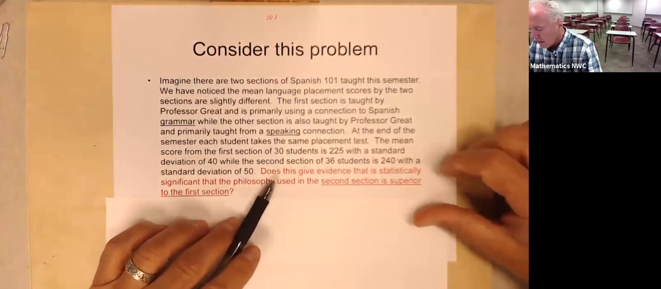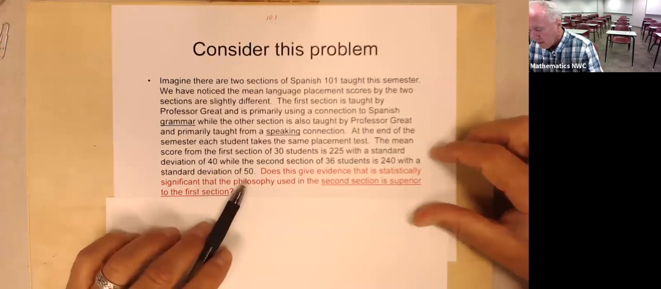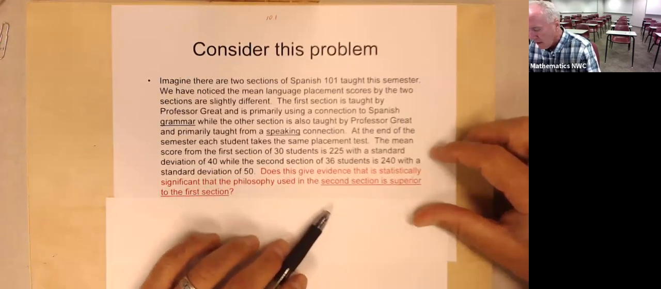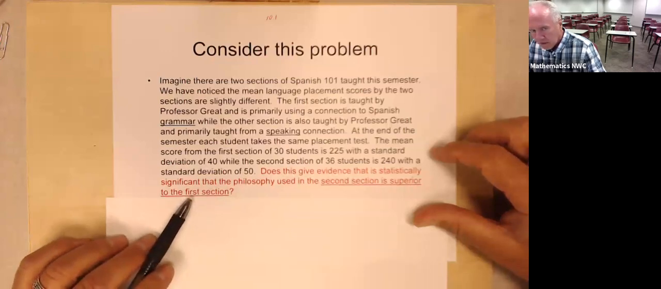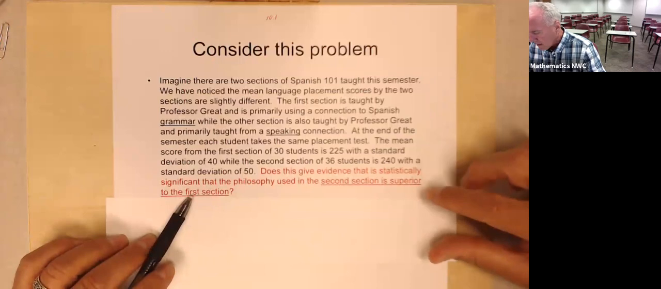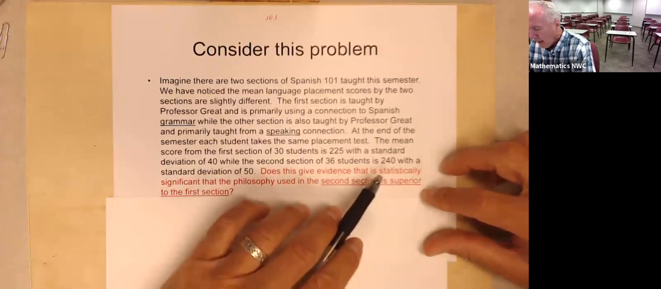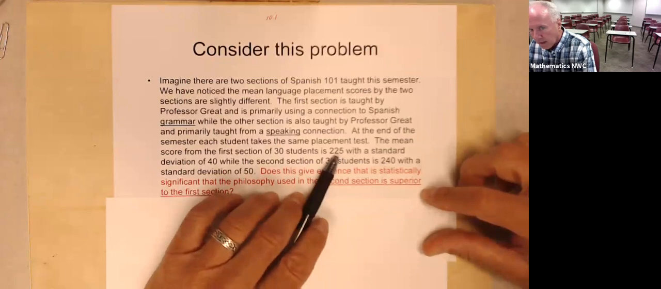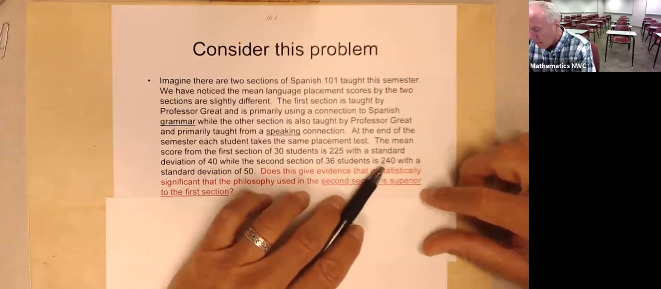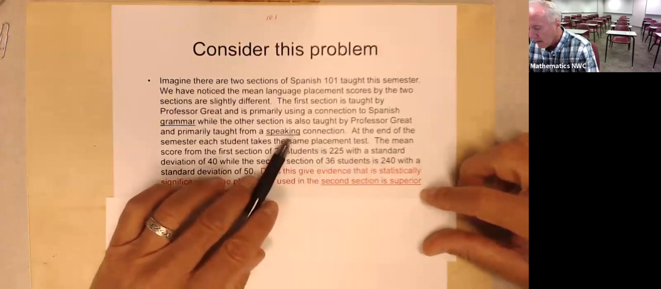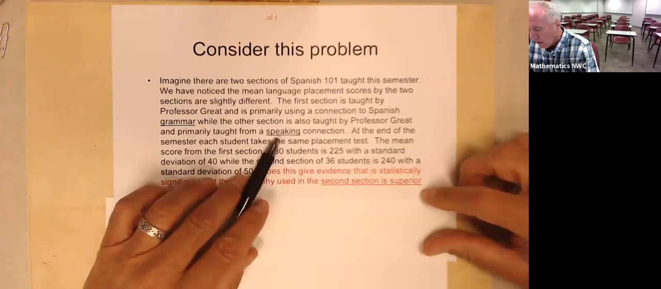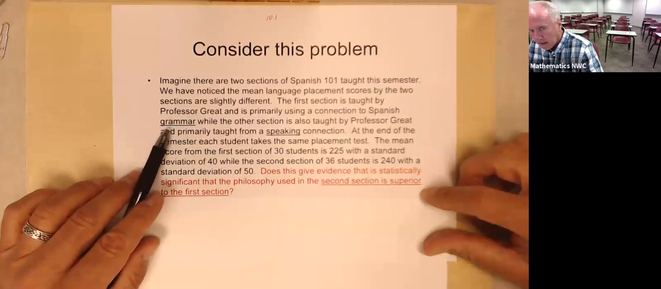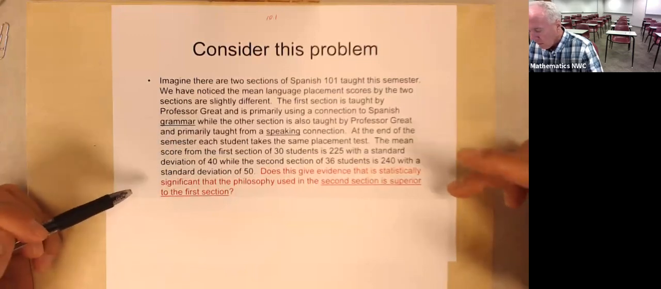Does this give evidence that is statistically significant that the philosophy used in the second section is superior to the first section? Well, why are we considering that? The second section had a mean of 240. The first section had a mean of 225. This is a higher mean. The question is, does that indicate that learning the language connected to speaking is more effective than connecting it to grammar? That's what the test would be about.